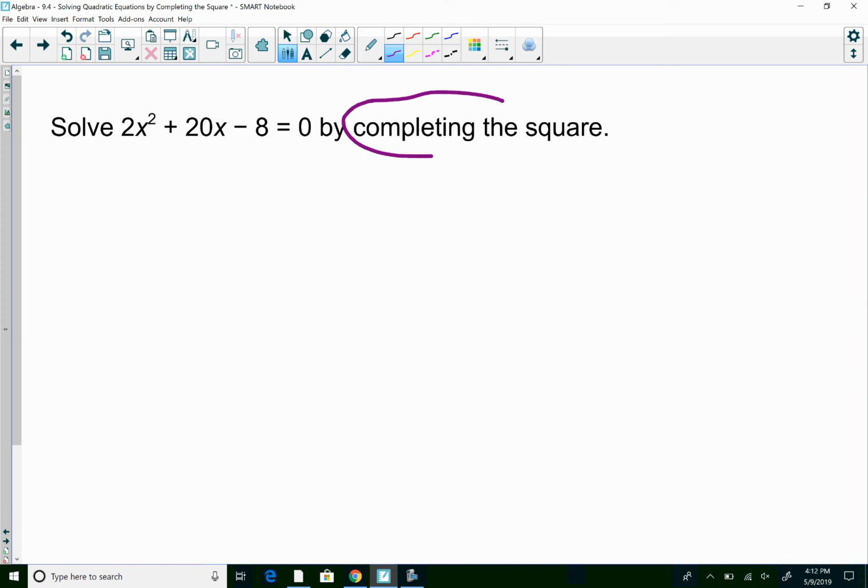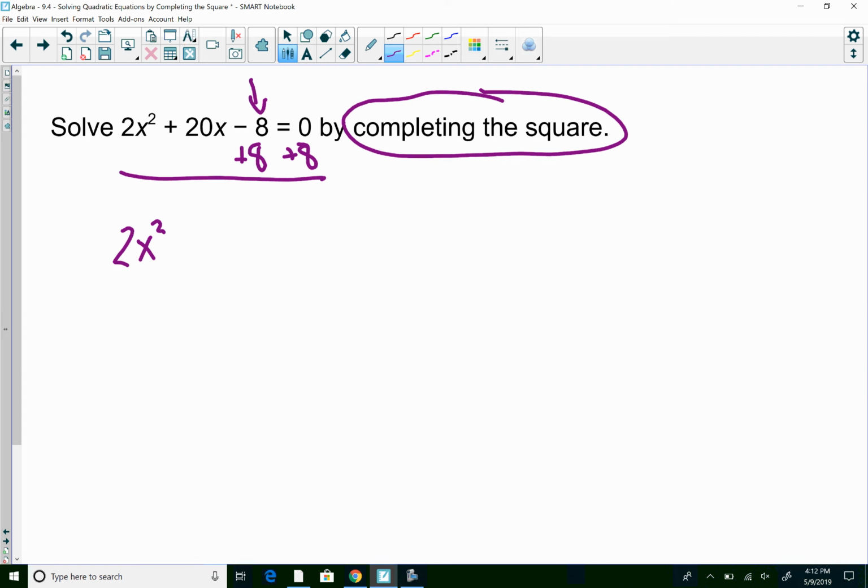Again, we want to use this completing the square process. In order for this completing the square process to be successful, your C term needs to be a perfect square. Right now this C term is not a perfect square. So you know what we're going to do? We're going to kick this over to the other side and come up with our own perfect square. So this will be 2x squared plus 20x, and then I'm going to have that equal 8.